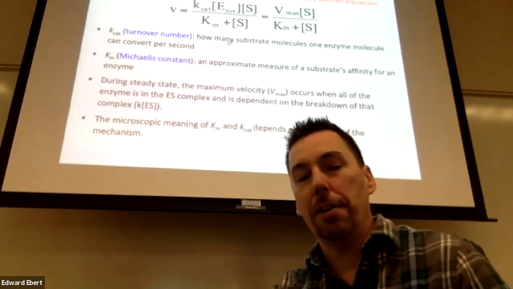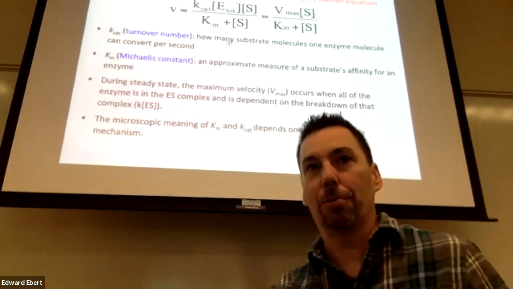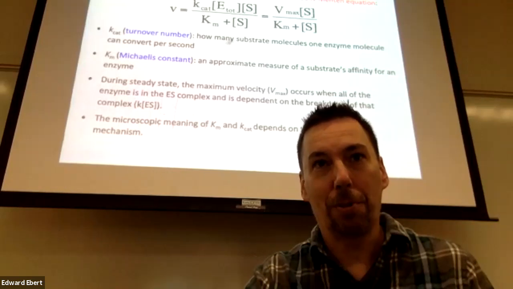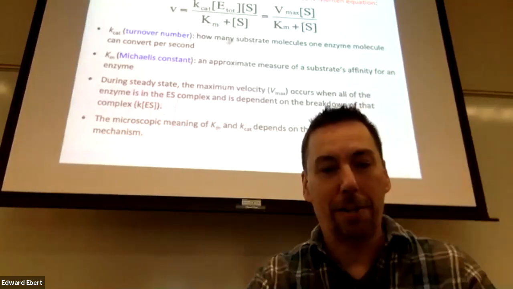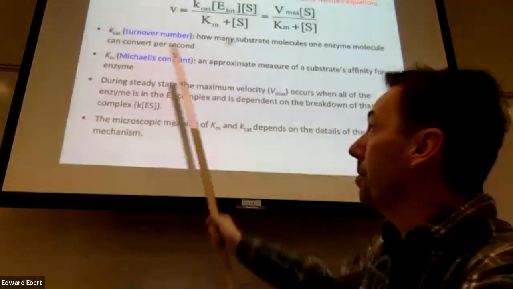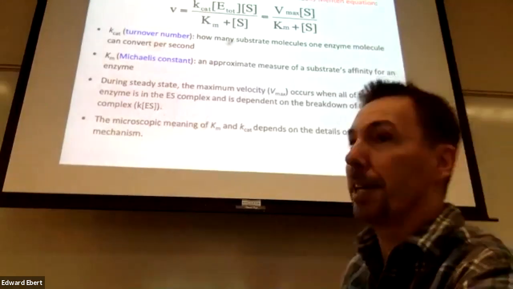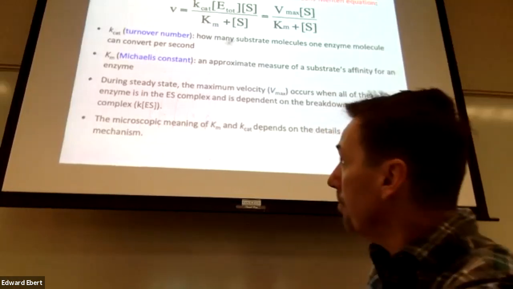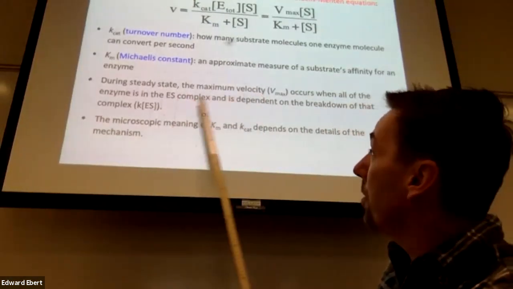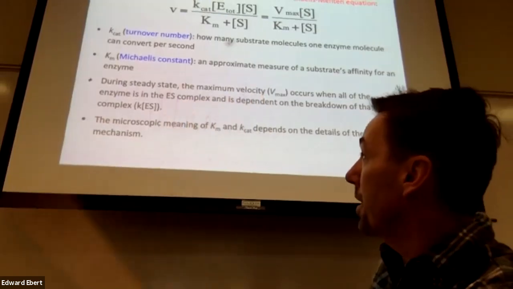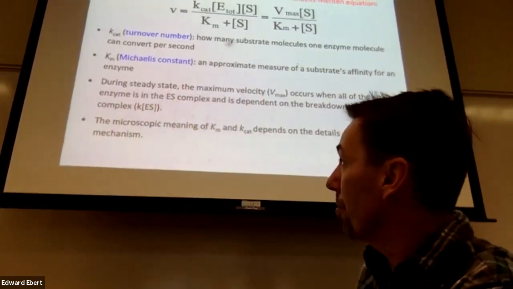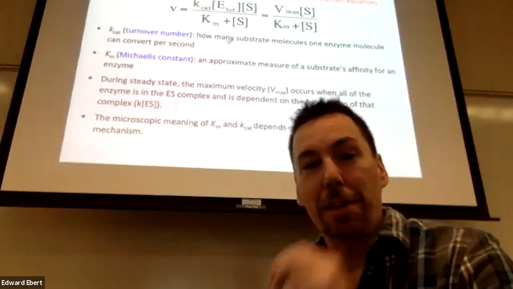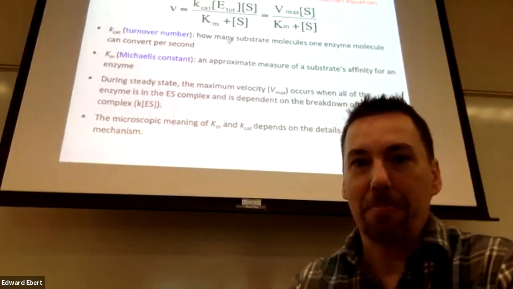I think of kcat like that classic I Love Lucy episode where she's in the chocolate factory and has to put the chocolates in the box, and then the conveyor belt goes faster and faster and she's stuffing them in her mouth and her hat, just so fast. Our kcat is the maximum number we can convert. Our Km is how well we can pick it up. So during the steady state, the Vmax occurs when all the enzyme is in the ES complex. Microscopically, this is really going to depend on the details of the mechanism, but we'll see.